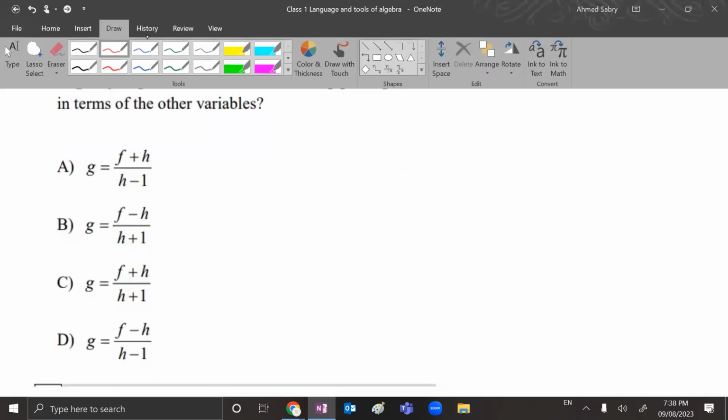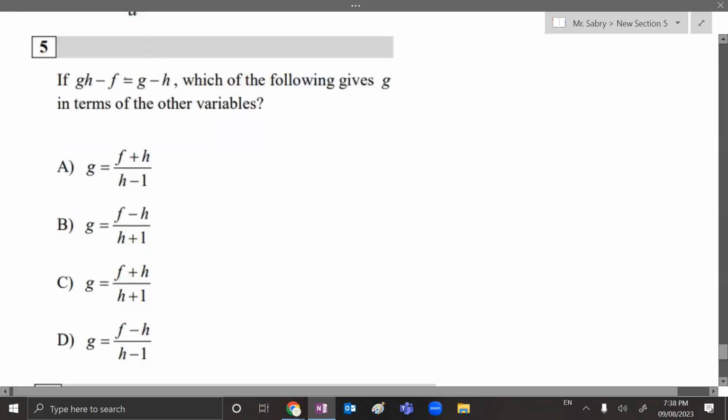This is where the common factor should be applied again. I want G in terms of everything else. So I'll move this to the other side. I'll have GH minus G, and I'll move the negative F to the other side, so I'll have positive F minus H. I'll take G as a common factor and open up a bracket. So it's G times H minus 1 equals F minus H.